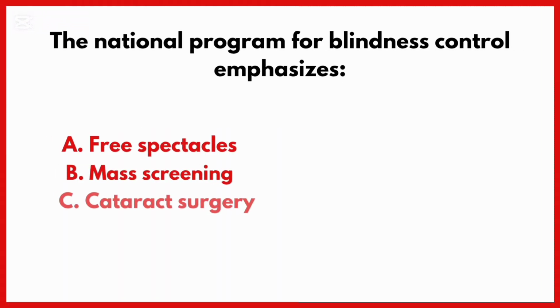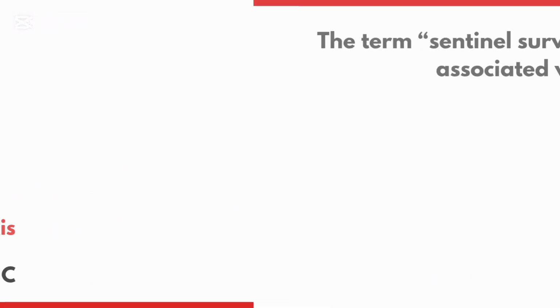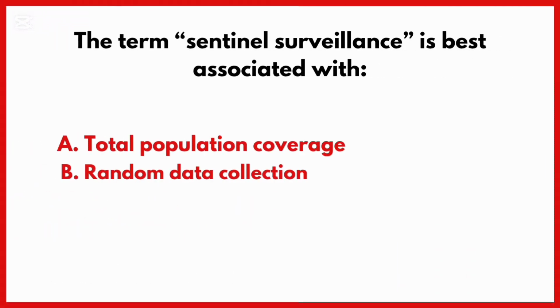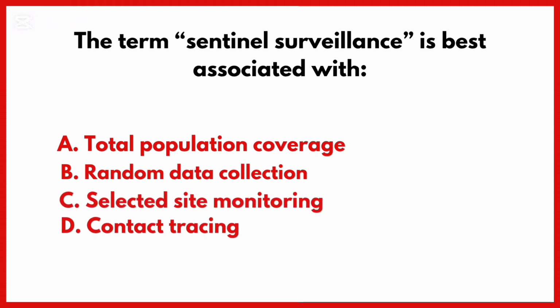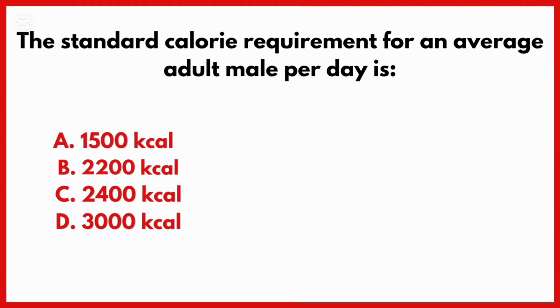The National Program for Blindness Control emphasizes. Correct answer is option C, cataract surgery. The term sentinel surveillance is best associated with. Correct answer is option C, selected site monitoring. The standard calorie requirement for an average adult male per day is. Correct answer is option C.